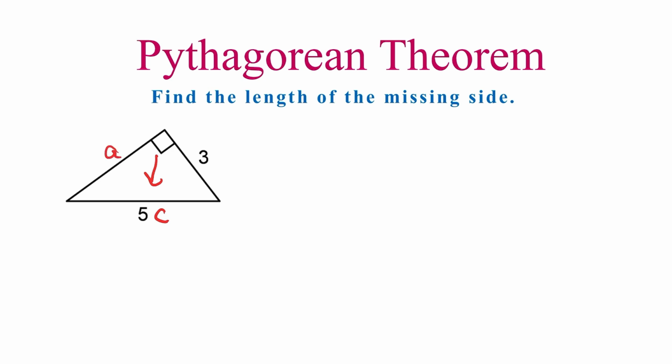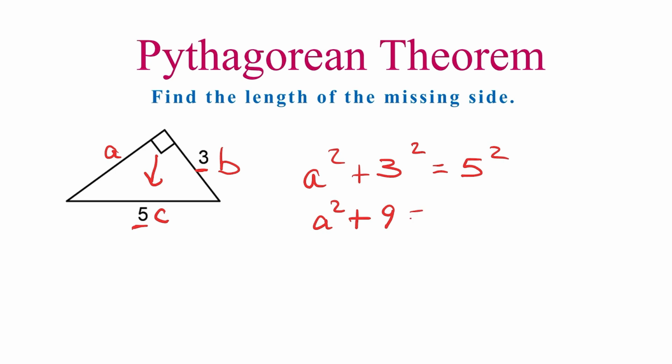I'm going to label my empty leg A, and this is B. I'm going to write the Pythagorean theorem. Then I don't know what A is, so I leave it alone. B is 3. So I'm going to put a 3 in for it. C is 5. So I'm going to put a 5 in here. Then solve it. A squared plus 3 times 3 is 9 equals 5 squared is 25.